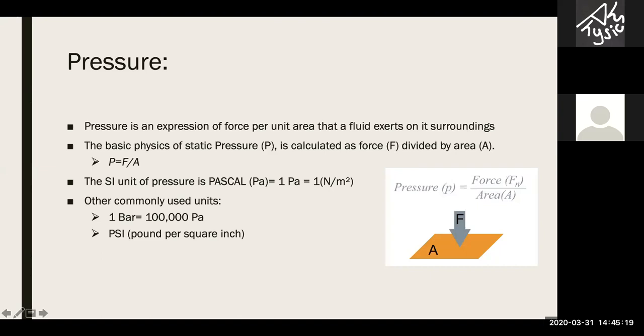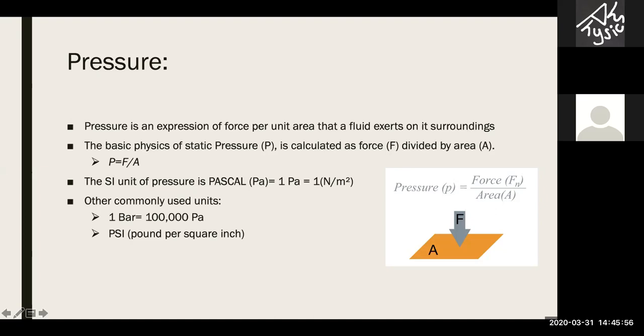So pressure is known to be an expression of force per unit area that a fluid exerts on its surroundings. As we can see on the right-hand side in the picture, if we have a fluid that is applying some force on the surrounding or on its container, this force per unit area is going to be the pressure. We can calculate the pressure by dividing the force by the area, which gives us the SI unit, which is known to be Pascal, where 1 Pascal is equal to 1 Newton per square meter.